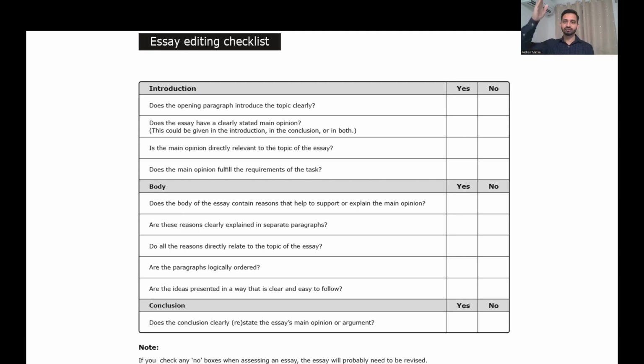Lastly, note, if you check no boxes when assessing an essay, the essay will probably need to be revised. So any of these elements, if they're missing in your essay, you'll have to go and revise and fix your essay for those areas, okay?